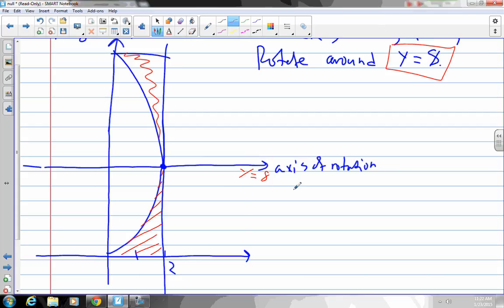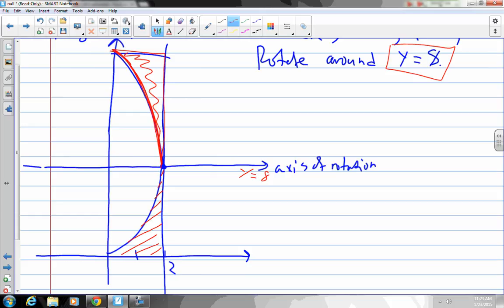Just pretend that this is now the x-axis. y equals 8 is the x-axis. Okay? Well then, if y equals 8 is the x-axis, what is the real equation of this? And just think about rotating the upper region around this newly discovered x-axis, right? Then what is the equation of this line?